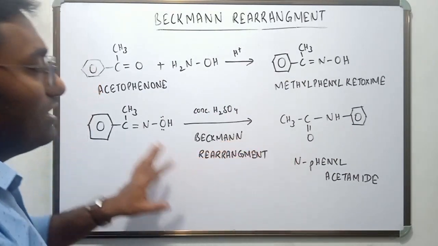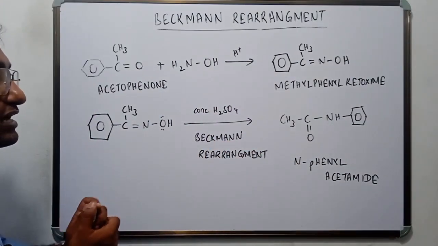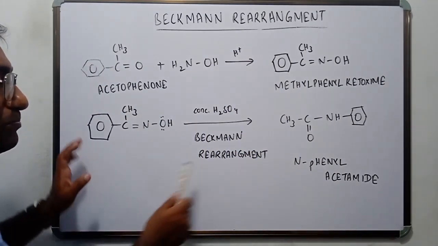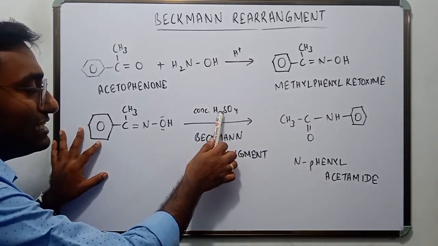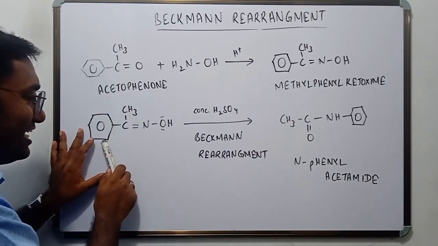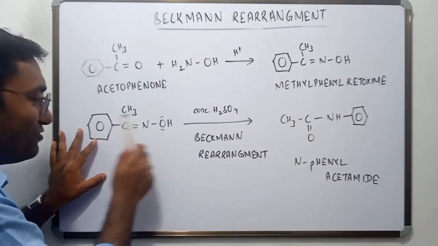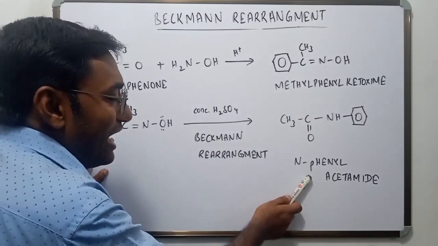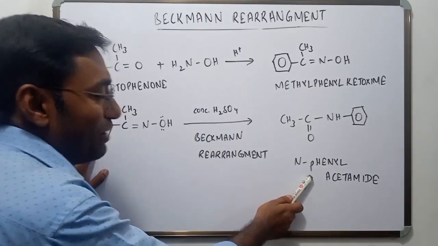So therefore, what I said in the beginning of the class, I say it now too. The Beckmann rearrangement is an acid catalyzed reduction and rearrangement of the ketoxime to N substituted amide.